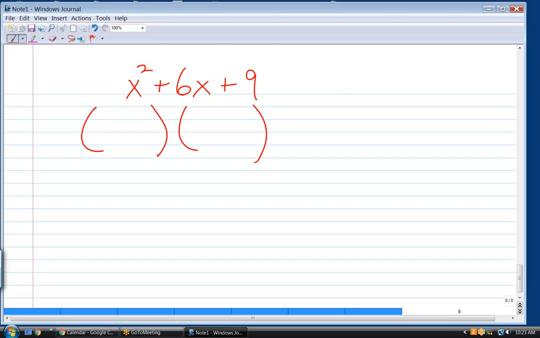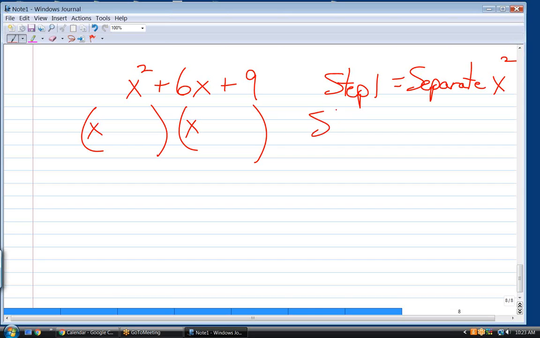Okay? And it might be helpful for you to write steps. Step 1. Separate the x's. You do that by putting an x there and an x there. Step 2. Determine both signs. And by that I mean plus or minus signs.